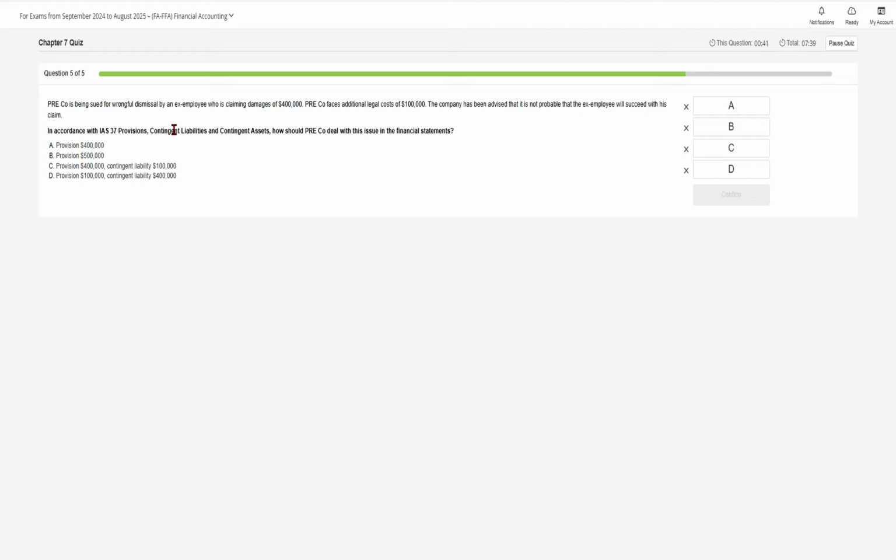But regarding the legal cost, it's certain. Okay, it's certain and it's unavoidable. So that's why it should be booked as provision. So that means a contingent liability of 400,000 and 100,000 of the provision. D.